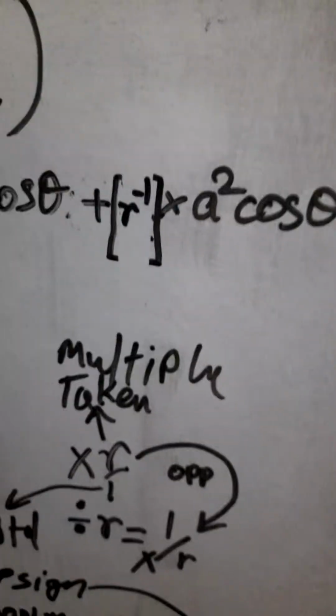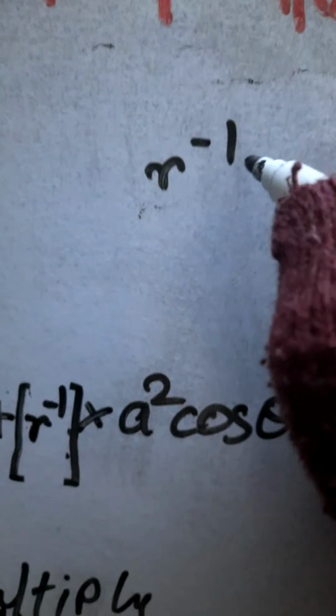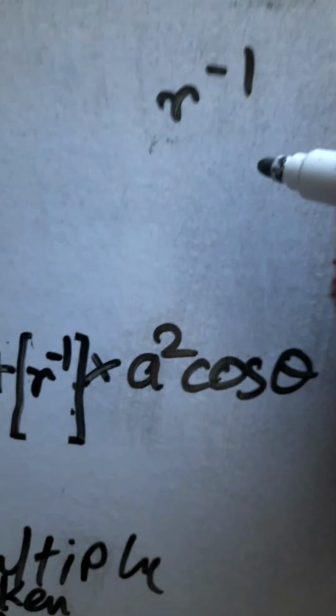Now we have to take the derivative. Derivative of r raised to minus 1. What is it? n x raised to n minus 1. So n is whatever is in the raised to power that we consider as n. What is here in the raised to power? Minus 1, that we consider as n. Right.